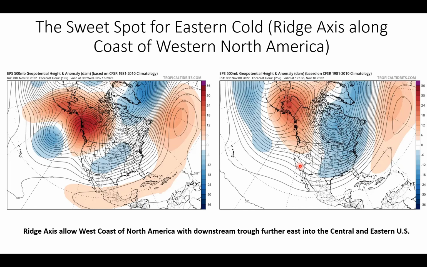This resulted in extremely cold, anomalously cold temperatures from the central to the eastern U.S. over the time period that this occurred. Specifically on the 20th of November, one of the coldest days of the period. But the whole United States was below normal temperature anomalies. And that was because of the location of this ridge axis being right along the immediate coast.